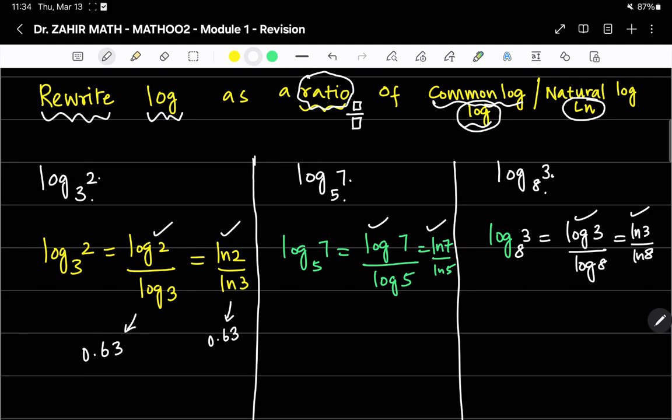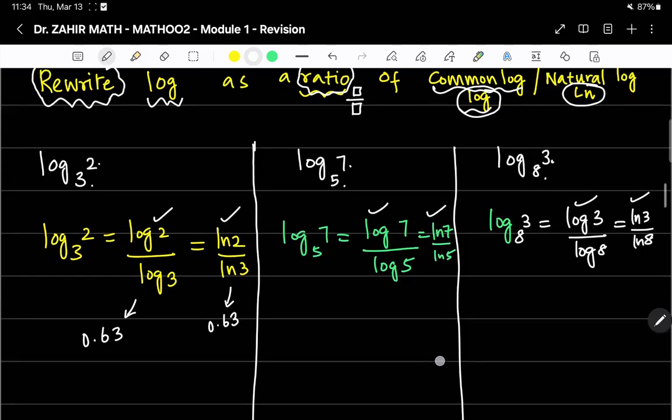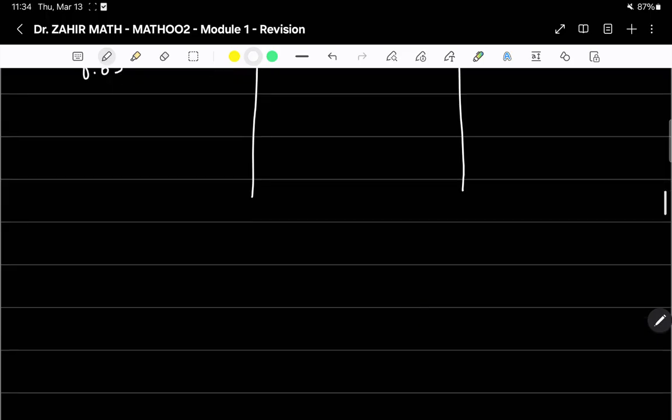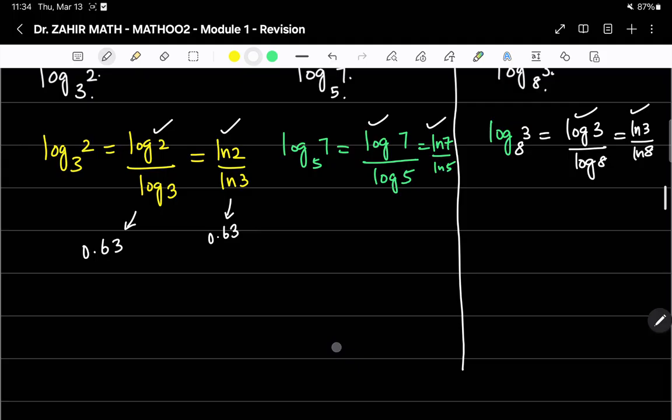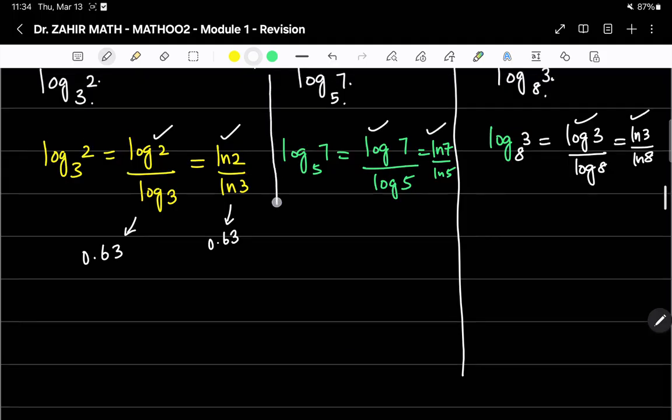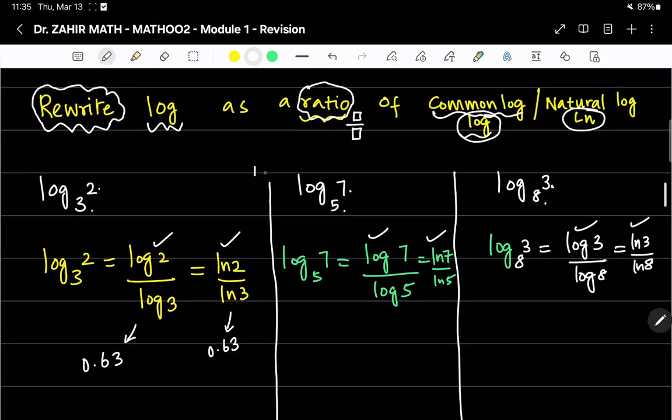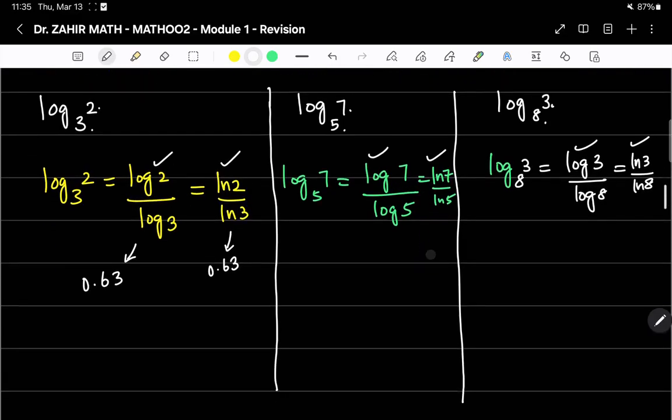You can verify. Do I need to write the answer, teacher? No, because they are not asking to evaluate. They are telling you to rewrite. Just rewrite. Okay? Right. Let's go to the next idea. The next idea, what did I say? I said base change rule.